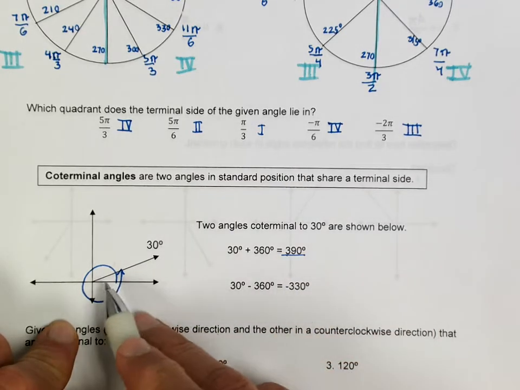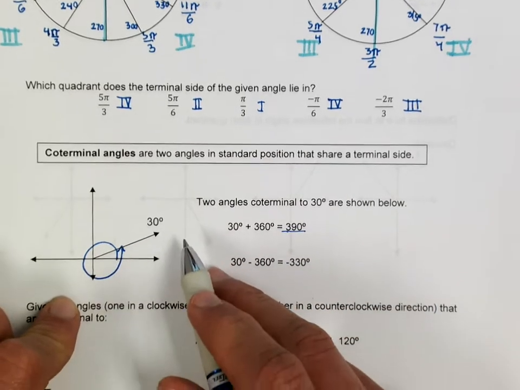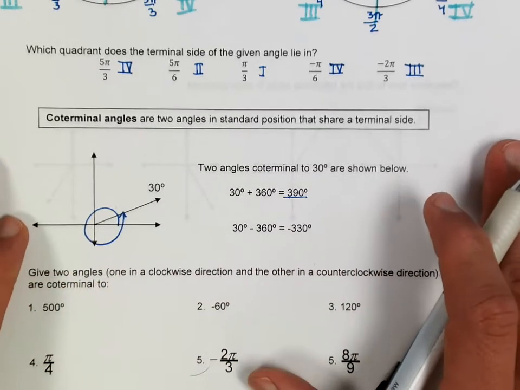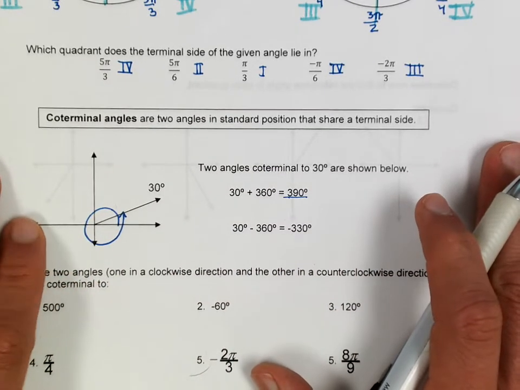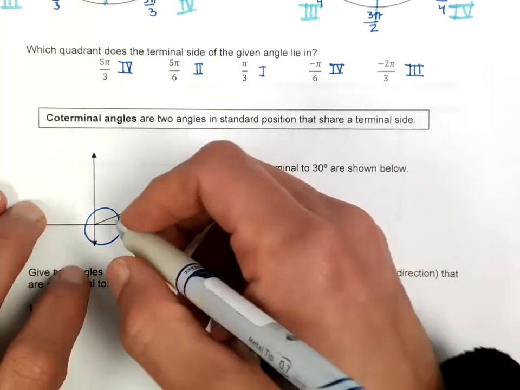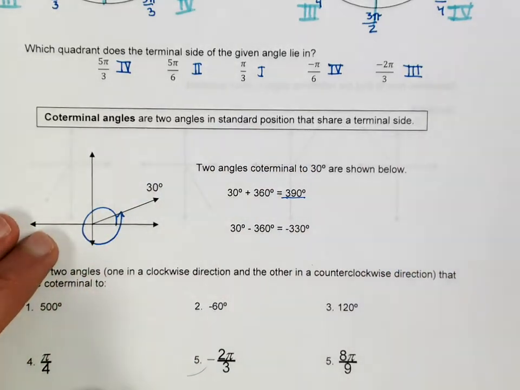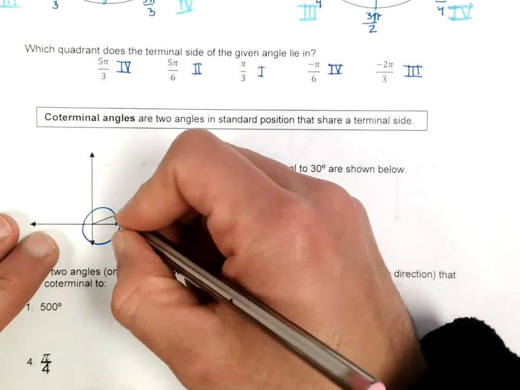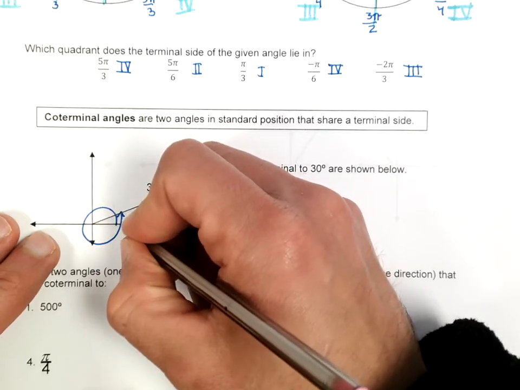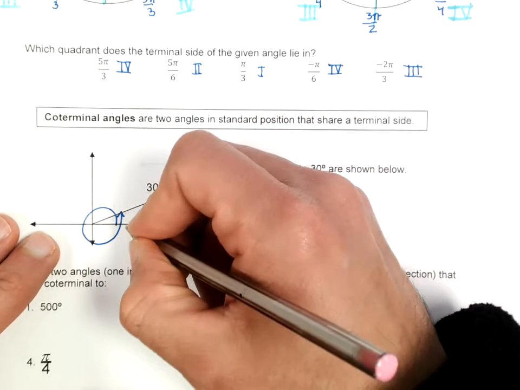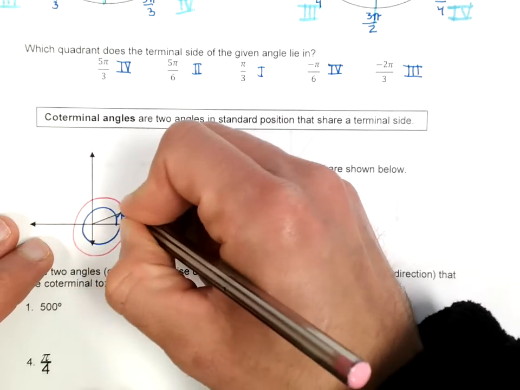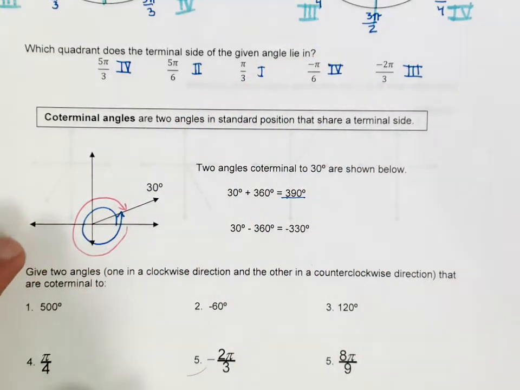Or if I add 360, they share the same terminal side. Or if I subtract 360, if I go the opposite direction, instead of going around this way, if I go around like this, that would be negative 330, which is the same, okay?